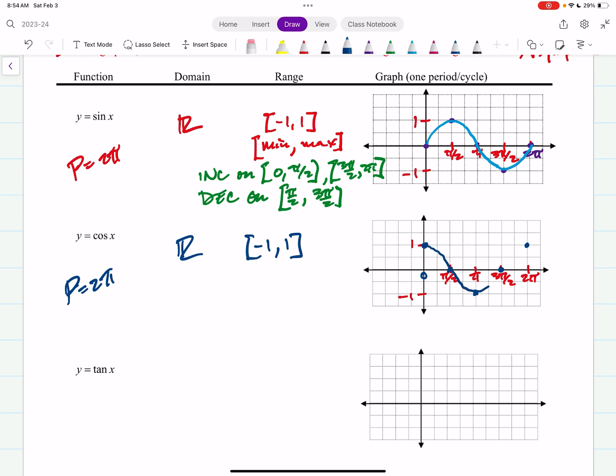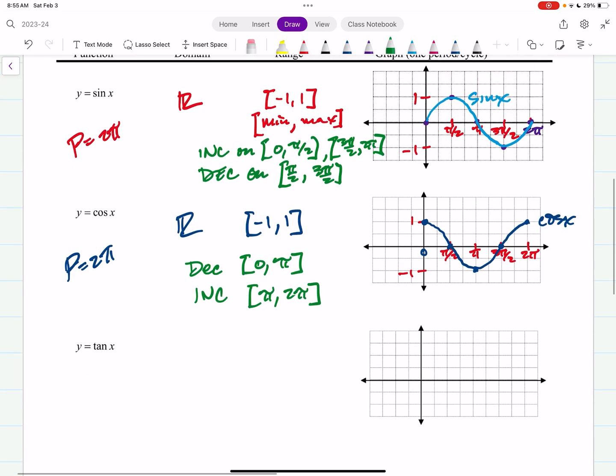Okay, put the sound effects in. So there's cosine of x. Okay, up at the top is sine of x. Now cosine is decreasing from 0 to pi. It's increasing from pi to 2 pi. Okie dokie. Now on to tangent.